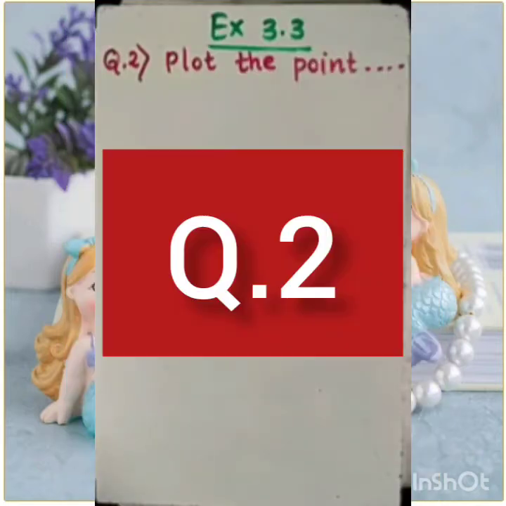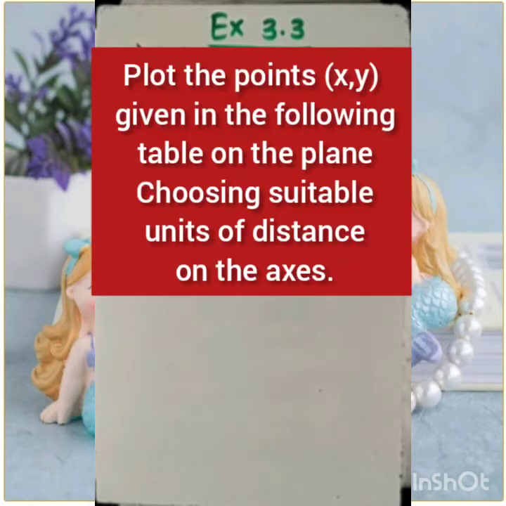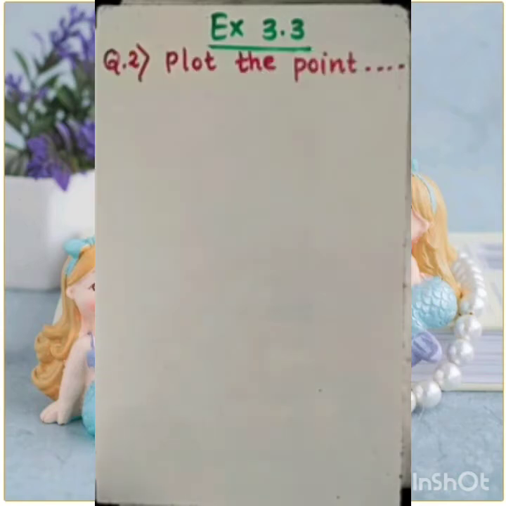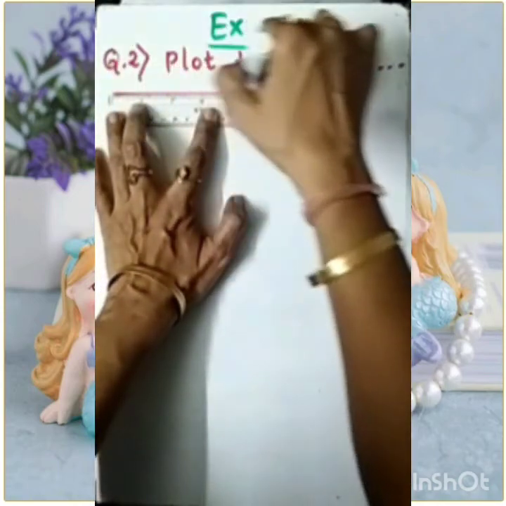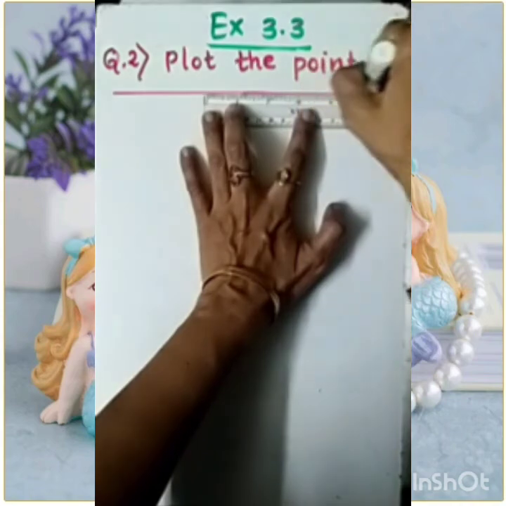So, my dear student, here exercise 3.3, question number 2. Plot the points x, y given in the following table on the plane, choosing suitable units of the distance on the axis. Fine. Now you can see what we are given in tabular form. First we are drawing it, okay? And while drawing we need to decide before we proceed with the graph.